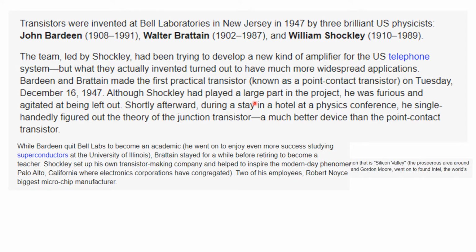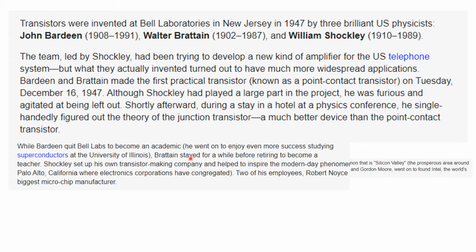Although Shockley had planned to play a large part in the project, he was furious and agitated about being left out. And shortly thereafter, during a stay at a hotel during a physics conference, he single-handedly figured out the theory of the junction transistor, a much better device than the one they had come up with. Eventually, Bardeen quit Bell Labs, and he studied superconductors at the University of Illinois.